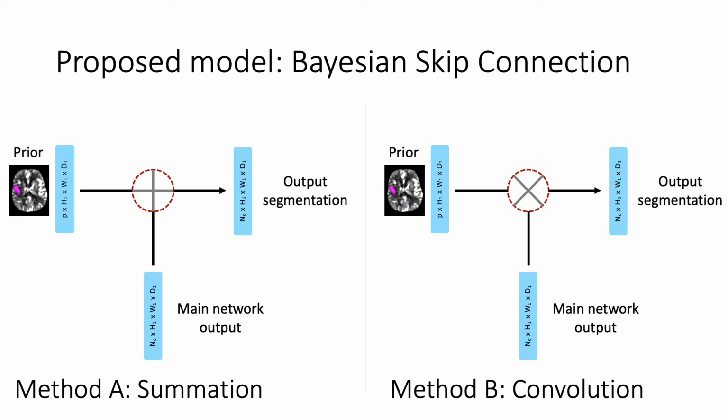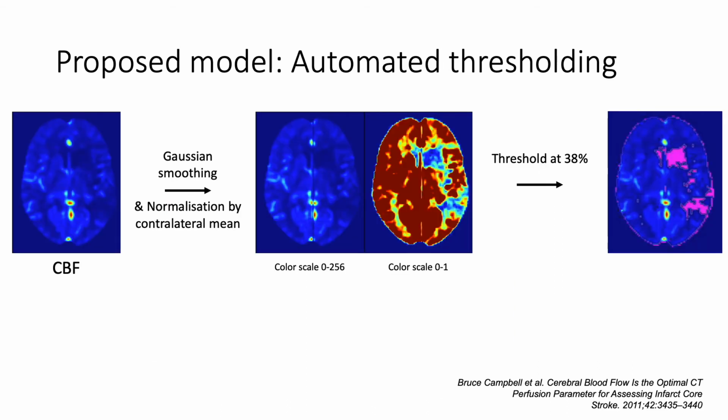To reintegrate the prior, we used two different methods: method A via summation and method B via convolution. To obtain the prior segmentation that is needed for this to work, we used the method that is generally used in clinical practice and well defined in the literature, meaning we used the cerebral blood flow, applied some smoothing, and normalized by the contralateral mean, meaning the mean of the contralateral hemisphere.